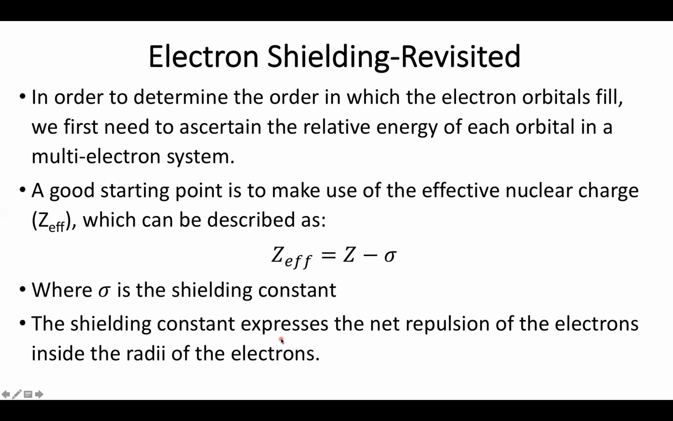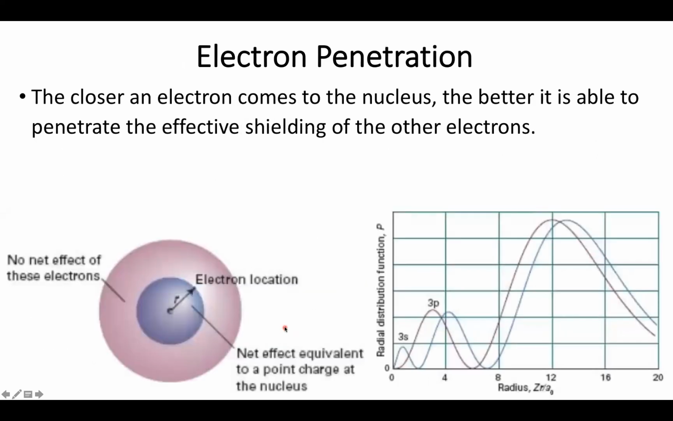Now, we've seen before, we have this general idea: the closer an electron comes to the nucleus, the better it is able to essentially get around this effective shielding of other electrons. And this is where the influence of the angular momentum becomes really important. Because if I take two orbitals, say the S and P orbital, with equivalent quantum numbers, what we tend to find is that while the S orbital is on average further away, it has these extra nodes of increased electron density near the nucleus, which gives the S orbital a competitive advantage over the P and D orbitals.